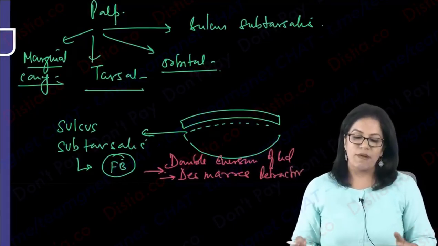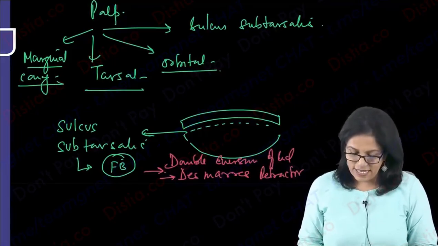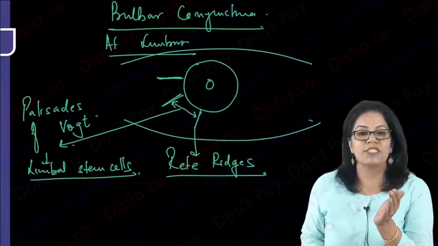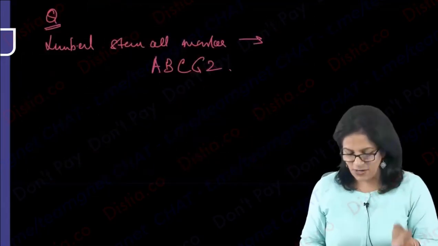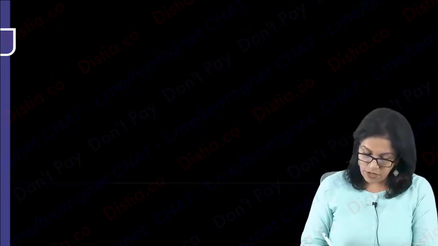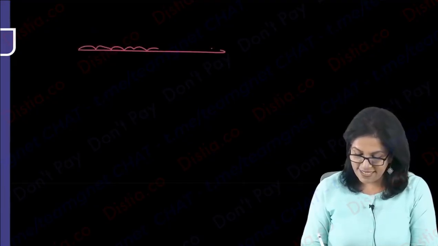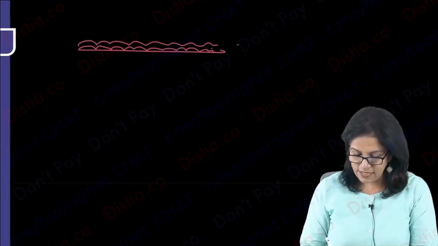Once we know the different parts of the conjunctiva, we know about the structures at the limbus. Now we will talk about histology, right? So what are the different layers in the conjunctiva? Very simple. There is a 5-layered epithelium. First of all, you should know this. So it's a 5-layered epithelium, and then there is a stroma.